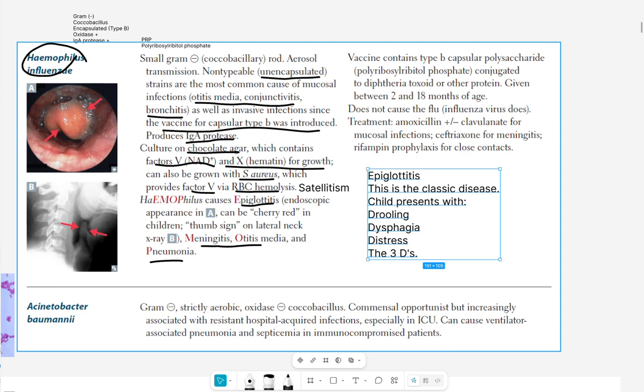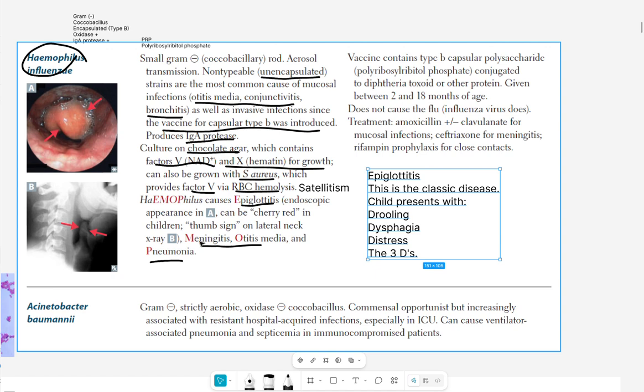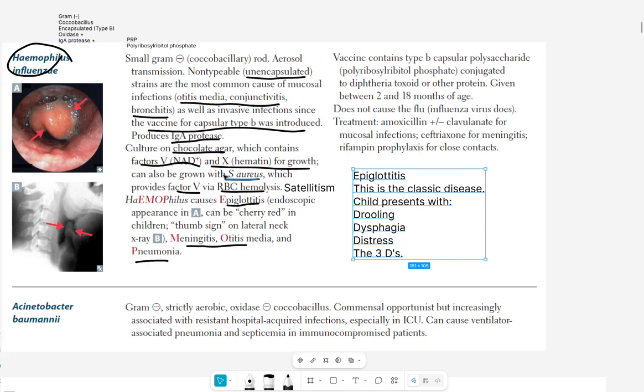This shows a normal epiglottis, and there's a thumb sign on X-ray here. The treatment is basically the same as meningitis: you give ceftriaxone. Prevention is the HIB vaccine.